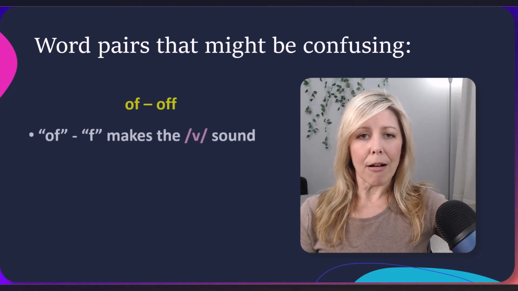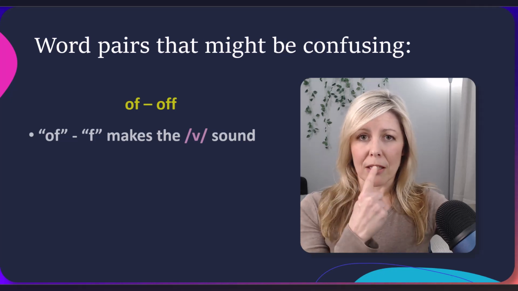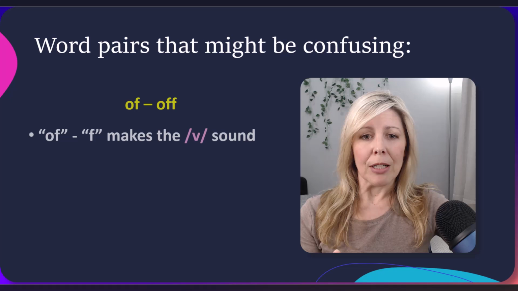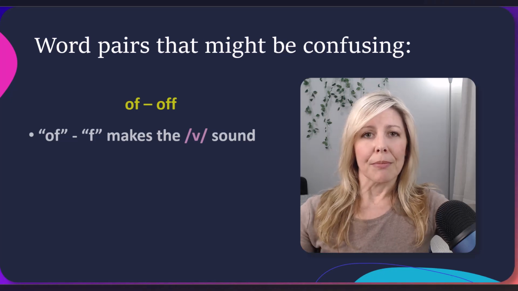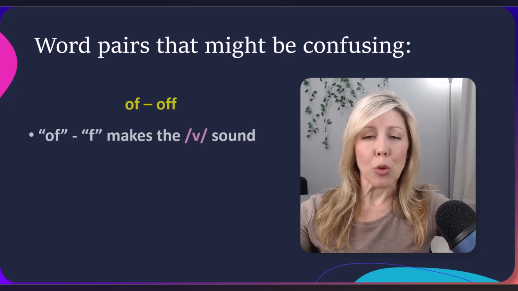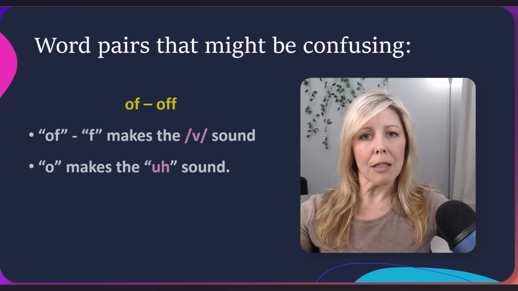So for of, the F makes the V sound. So you take the top front teeth, press them down on the bottom lip, push air out, and voice the sound. V, v. You'll feel some vibrations on your bottom lip. V. This is a strong sound. And the O makes the uh sound.